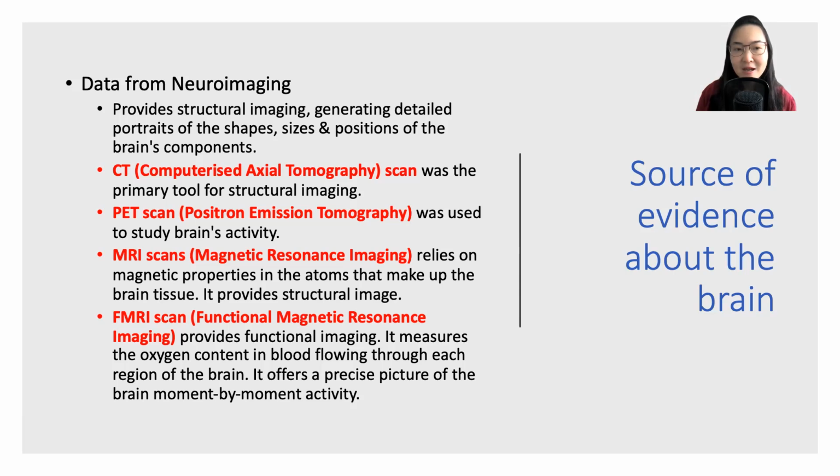MRI, magnetic resonance imaging scans, relies on magnetic properties in the atoms that make up the brain tissue. It provides a structural image. fMRI scan, or functional magnetic resonance imaging scan, provides functional imaging. It measures the oxygen content in blood flowing through each region of the brain. It offers a precise picture of the brain's moment-by-moment activity.